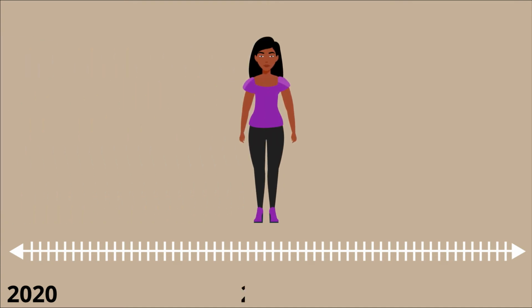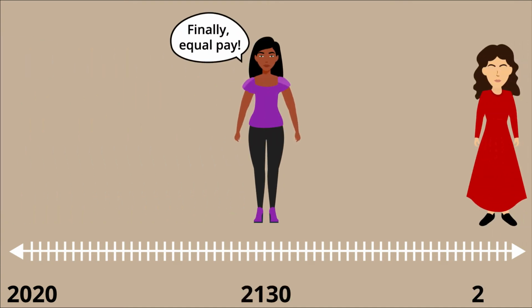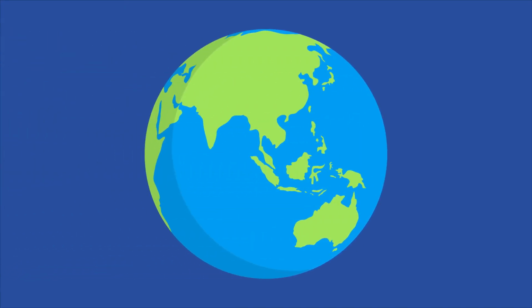At the current rate in the US, Black women will have to wait until the year 2130, while Hispanic women will have to wait until 2224 for equal pay. Worldwide statistics vary from country to country, and geographical locations play a major role.